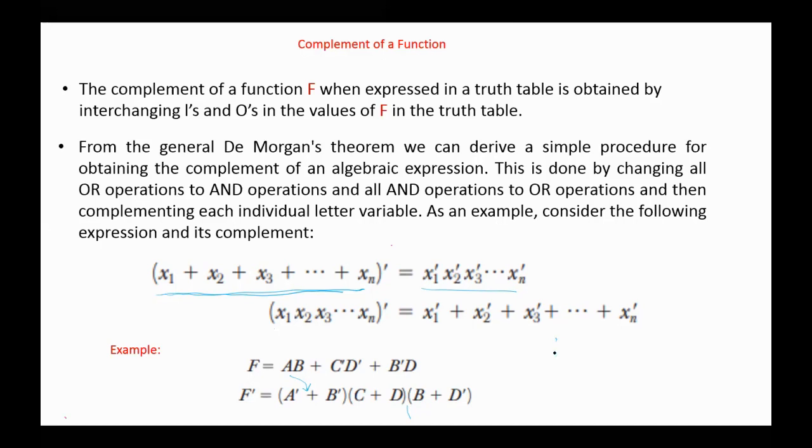Again, if, for example, I have a function A, not B, or not C, D, we can obtain the complement of F directly. Here, A not A or B, and C or not D. In this way, also you can convert from a product of sum form to sum of product form or vice versa.